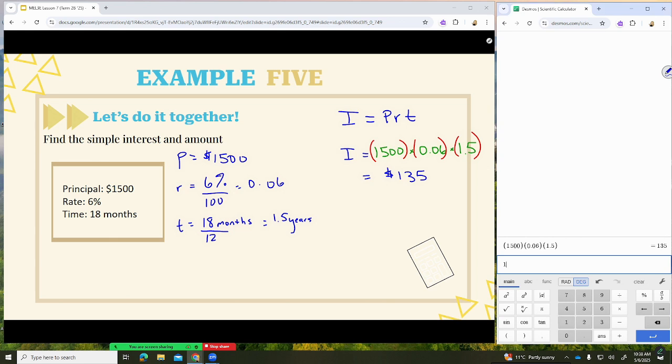$135. So if we were to do it with the X symbol, see how when I click on the X symbol, it comes up as the dot? It goes to show all the different ways of how to write multiplication. So I equals $135. Therefore, the simple interest is $135.